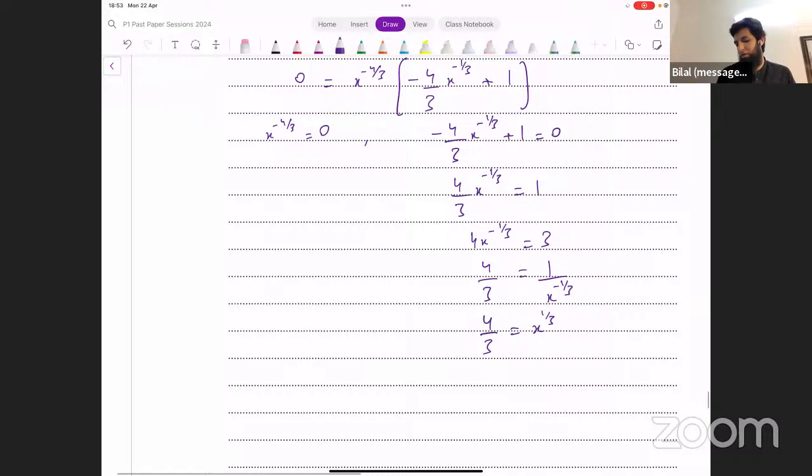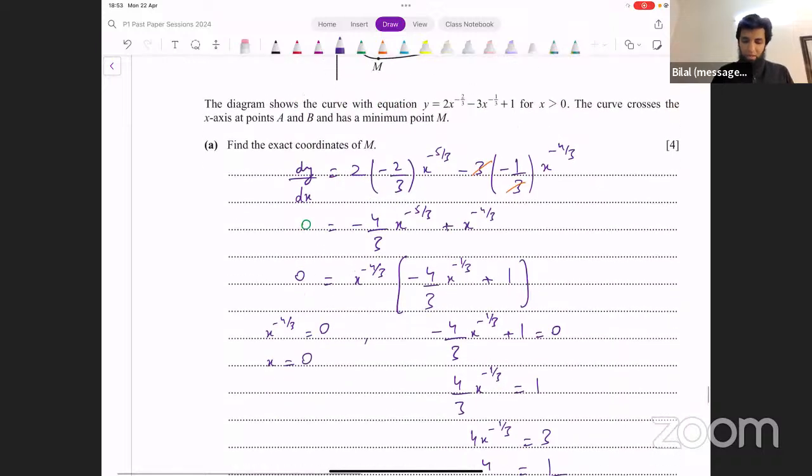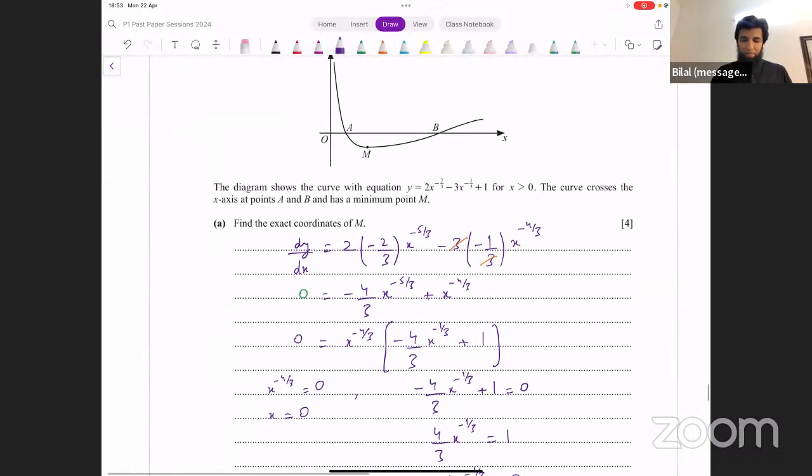How do we do that? We just cube both sides. We need to get rid of this power 1 over 3. Take cube on both sides. And that will give you 4 cubed, which is 64, over 3 cubed, that's 27. That's the value of x that we're getting. And from the other one, we just get x equals 0, because x power minus 4 over 3 can only be 0 when x equals 0. These are the 2 points that we are getting.